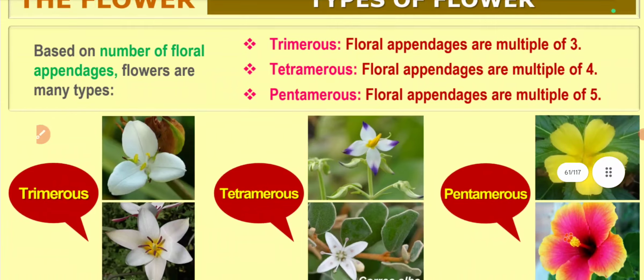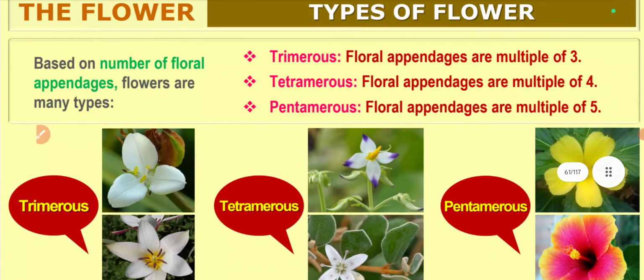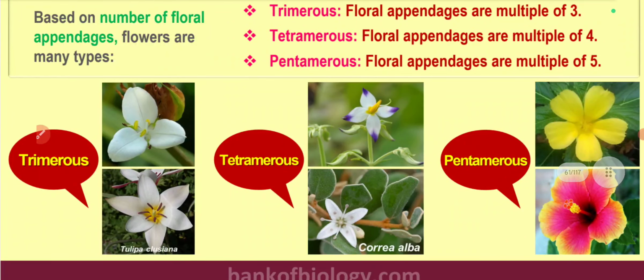Next, based on the number of floral appendages, flowers are of many types. Floral appendages, as I told you, what are they? They are the main parts of the flower, including sepals, petals, androecium, gynoecium. Based on the number of floral appendages, flowers are trimerous, where floral appendages are multiples of 3, as you can see in the diagram. Tetramerous, where floral appendages are multiples of 4. And pentamerous, where floral appendages are multiples of 5.